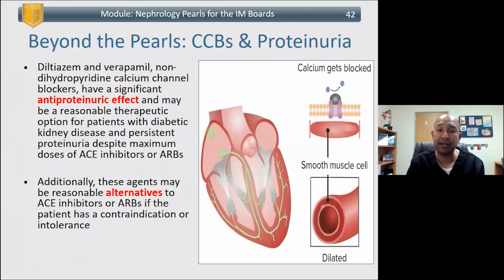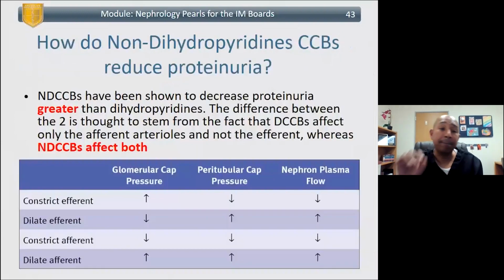non-dihydropyridines. What are examples of non-dihydropyridines? Things like diltiazem, things like verapamil, and people are going to ask me why. I didn't put this here to give you any type of worry, but this is a classic thing we all learned back in the days of Step 1: what happens when you actually dilate or constrict the afferent, or dilate or constrict the efferent? I'm going to answer the question: why do non-dihydropyridines work better than dihydropyridines in reducing proteinuria?